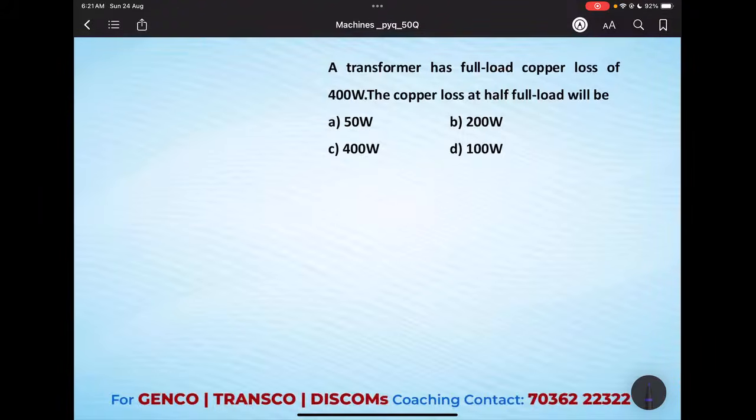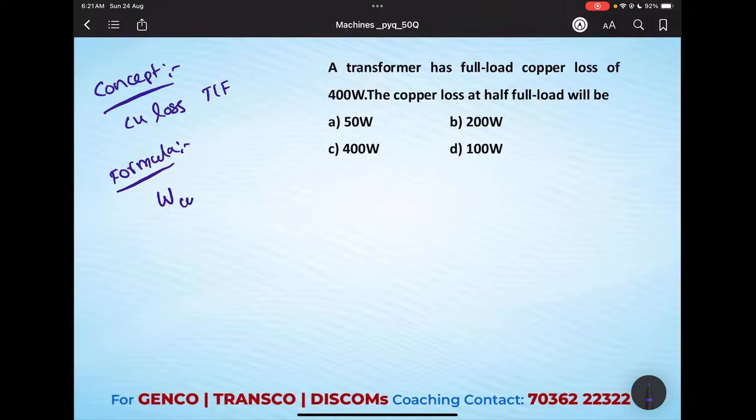Okay, first we will write down the concept on which this question came: copper loss of transformer. What is the formula we know for calculation of copper losses? Copper loss at any fraction of load X is given by X square into copper loss at full load. This is the formula we know.